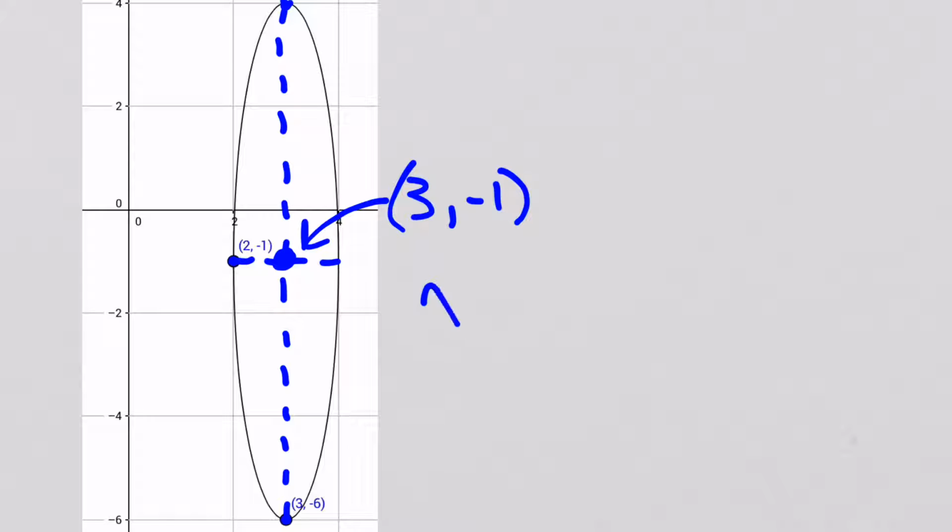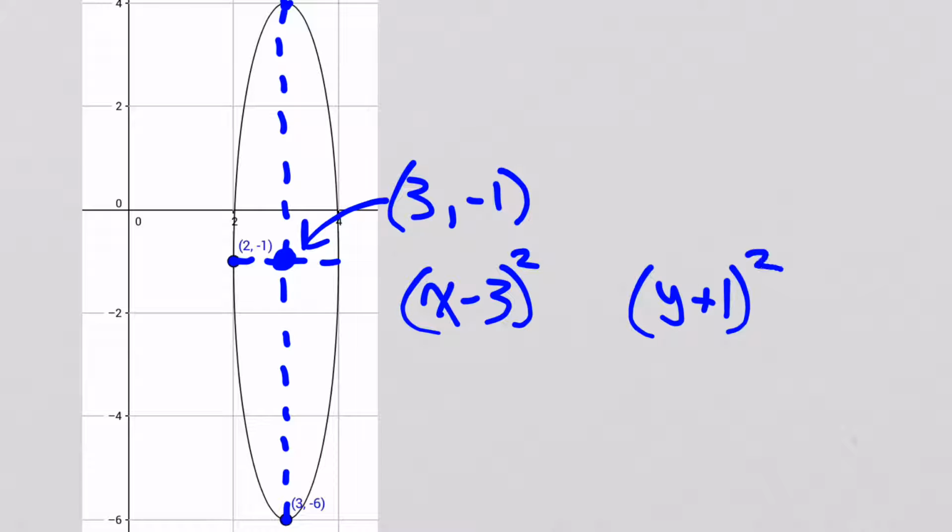That tells me that I must have an x minus 3 squared, and I must also have a y plus 1 squared. And now we just need to figure out what the denominators are. We will add them together and set it equal to 1, as that is the equation of the ellipse.